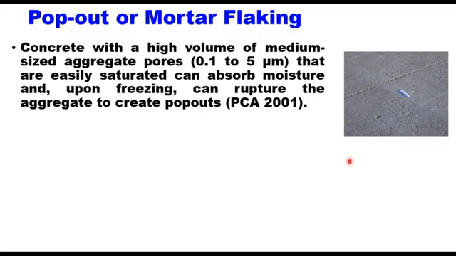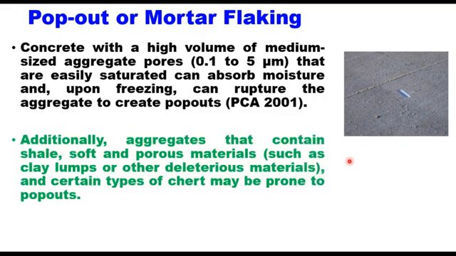Concrete with a high volume of medium-sized aggregate pores like 0.1 to 0.5 micrometer that are easily saturated can absorb moisture and upon freezing can rupture the aggregate to create pop-outs. Also, aggregates that contain shale, soft and porous materials such as clay lumps or other deleterious materials and certain types of dirt may be prone to pop-outs.